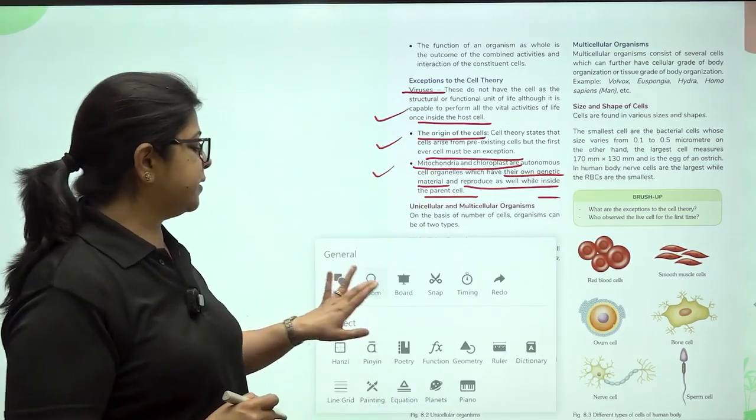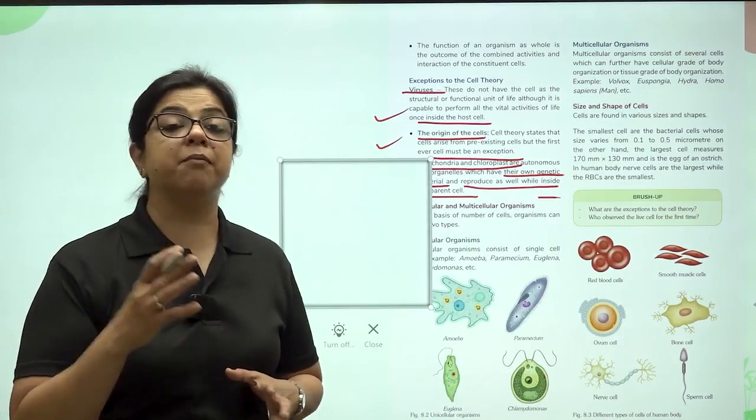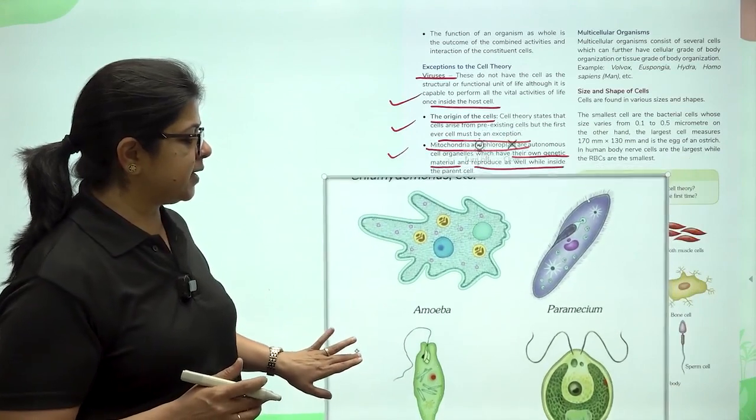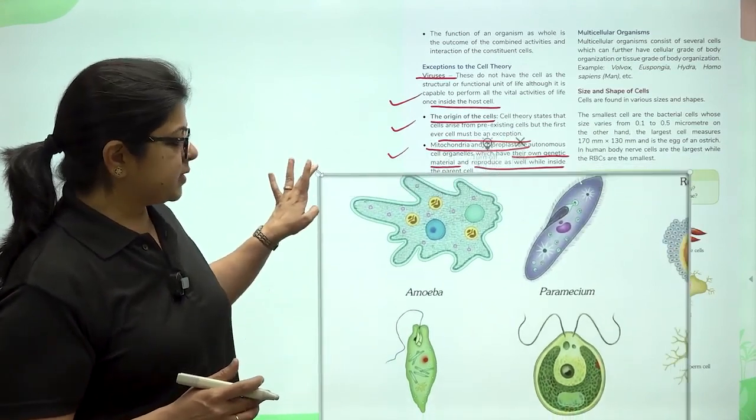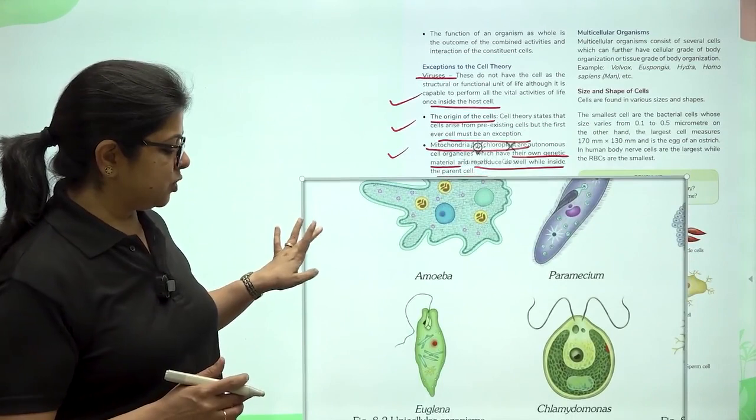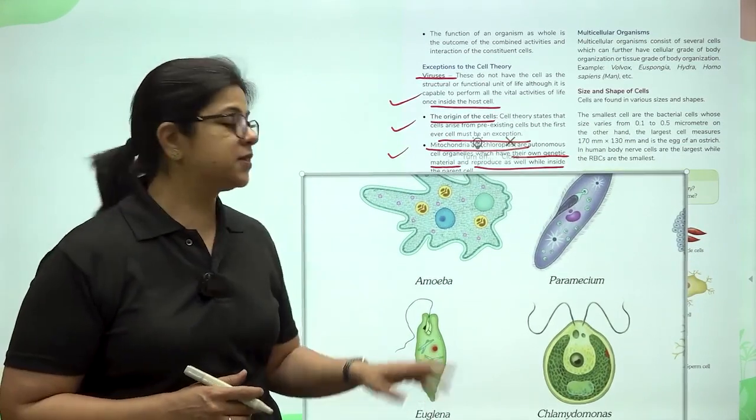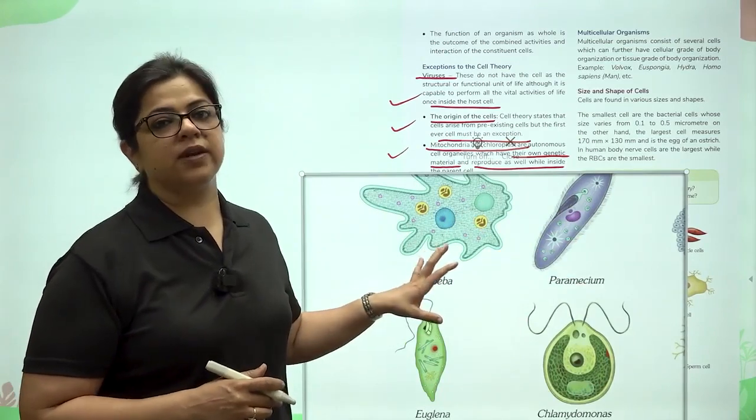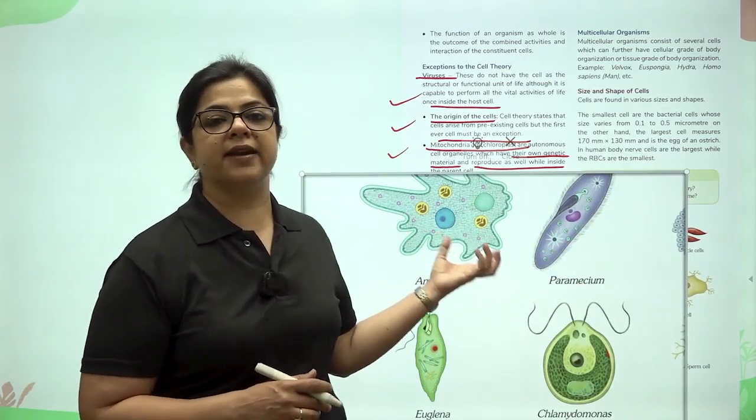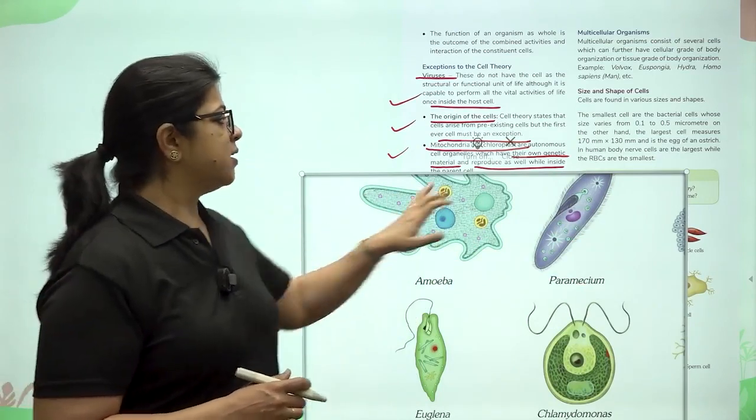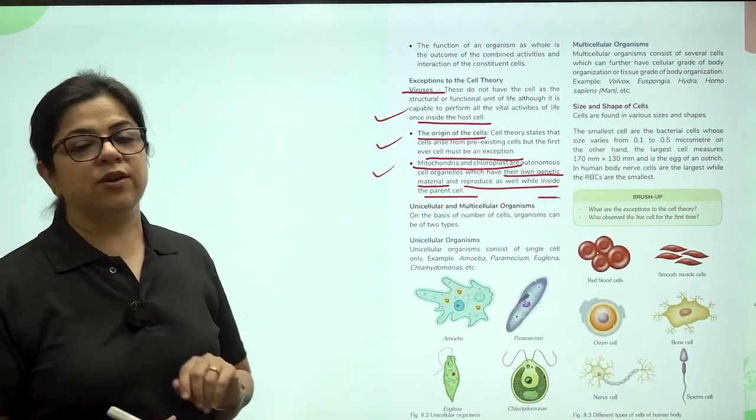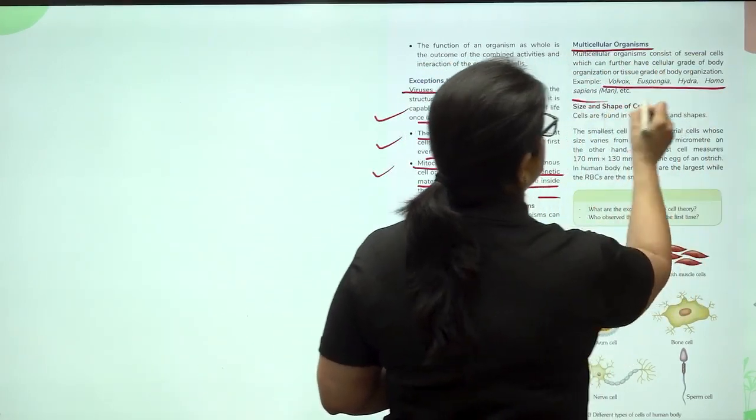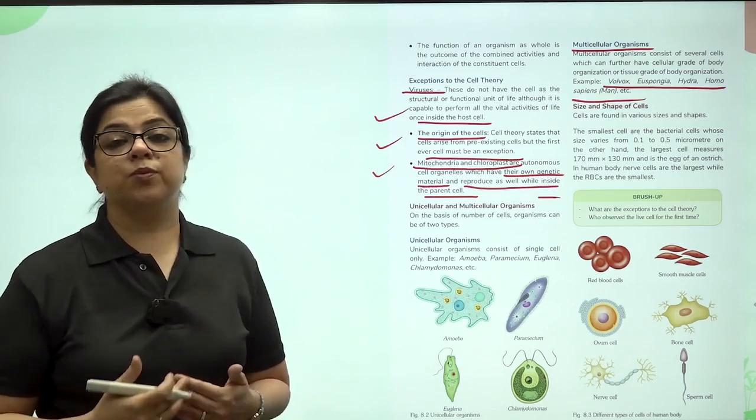Now, let's understand the difference between unicellular and multicellular organisms. In unicellular organisms, as we can see in this picture, in these four examples, amoeba, paramecium, euglena and chlamydomonas, all these are single-celled organisms. In these organisms, all the life functions are carried out by just one cell. So, they are unicellular. Multicellular organisms are like Volvox, Hydra, Homo sapiens, that is human beings.